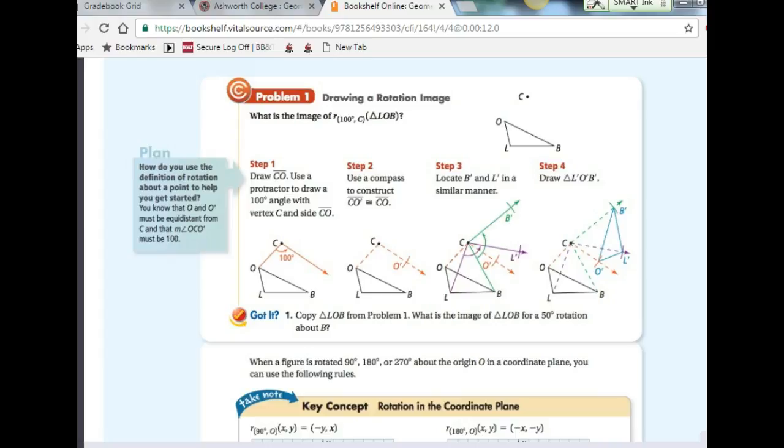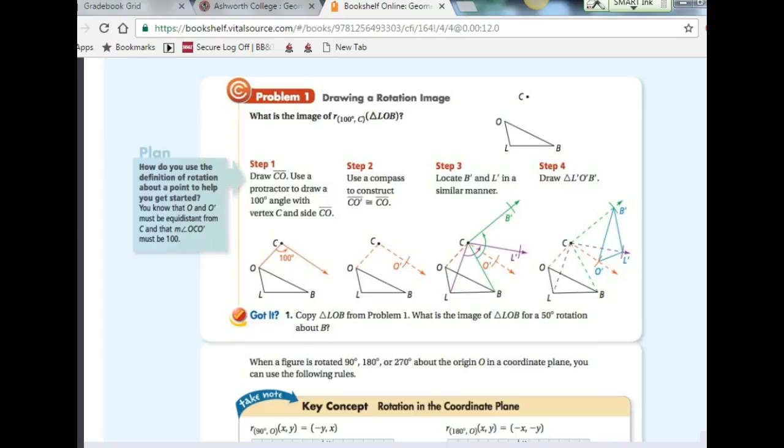The first thing you're going to do is draw a line from C to O, which is one of your points. Once you do, then you're going to use a protractor to draw 100-degree angles with the vertex of the side of CO. So you're going to lay your protractor down right here, and you're going to measure from this side being 0 up and around until you get to 100 on your protractor. And then when you mark that, you'll draw this line down through here.